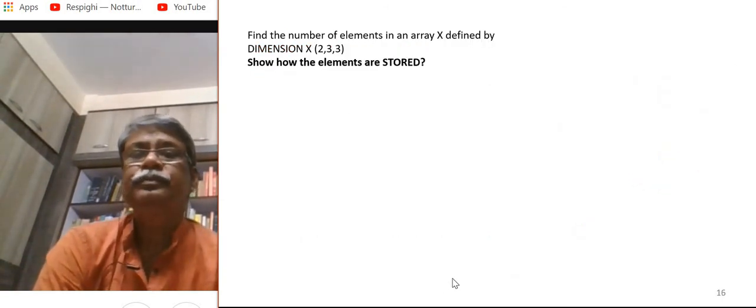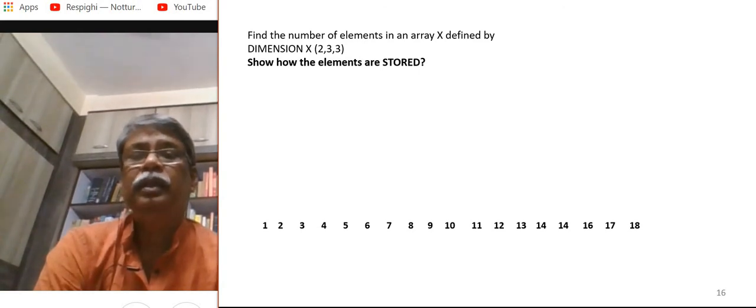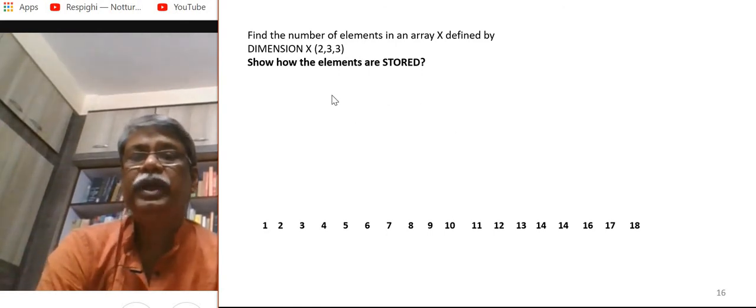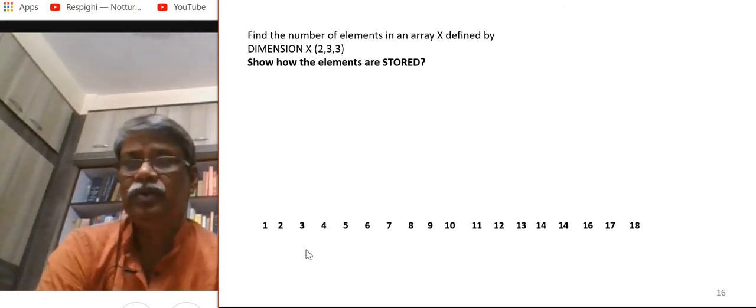And now a last problem: a three-dimensional array and how it stores the values. Okay, so in three dimensions, how many elements would there be? That is the first question. So the indices are i, j, k, and the dimensions are 2, 3, 3. So the total number of elements will be 2 into 3 into 3, that means 18. So I have written here 1 to 18.